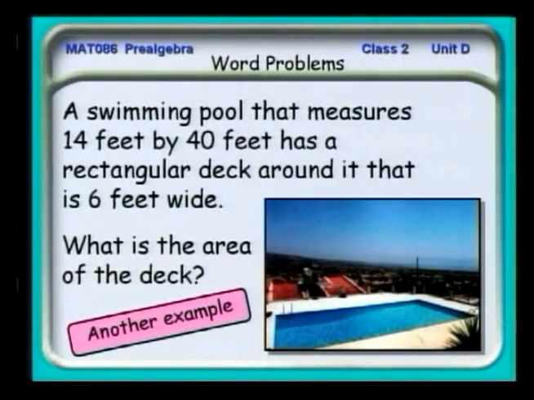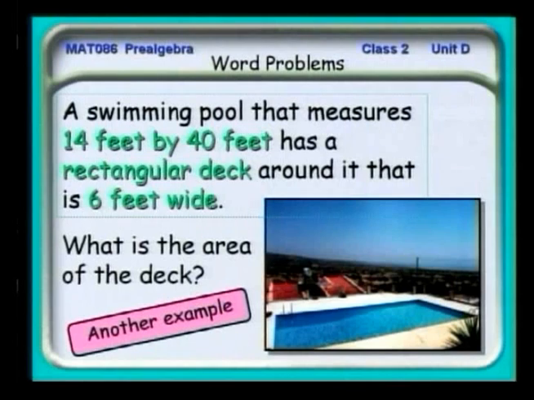Here's another problem, one that lends itself very well to visualization. A swimming pool measures 14 feet by 40 feet, and it has a rectangular deck around it that's 6 feet wide. We'd like to know the area of the deck. Let's look for the information in that. So we're given that the pool is 14 by 40, and it has a rectangular deck around it that's 6 feet wide.